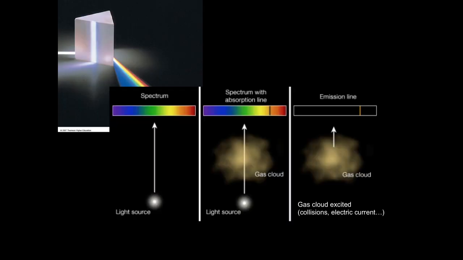So then there are 3 possibilities. The first possibility is you could just get a continuous spectrum. This occurs when you just have a light source, a perfect black body light source, and nothing in between it and the observer, you.